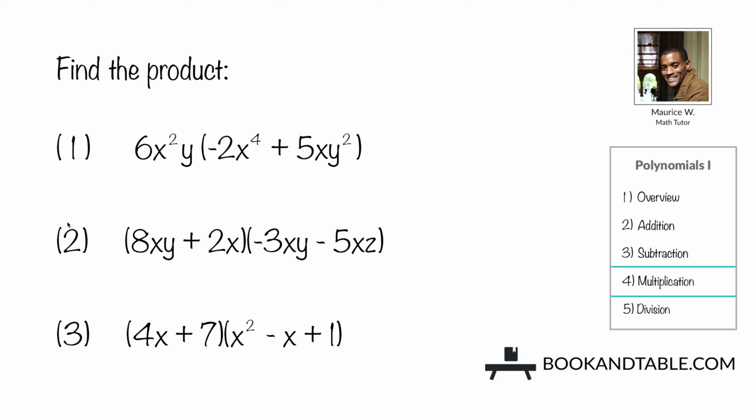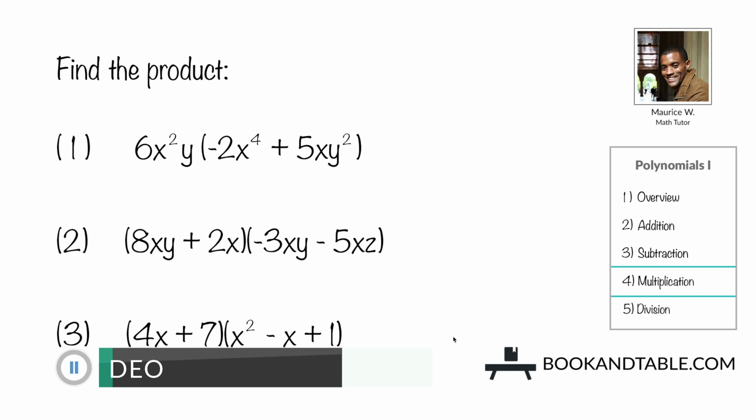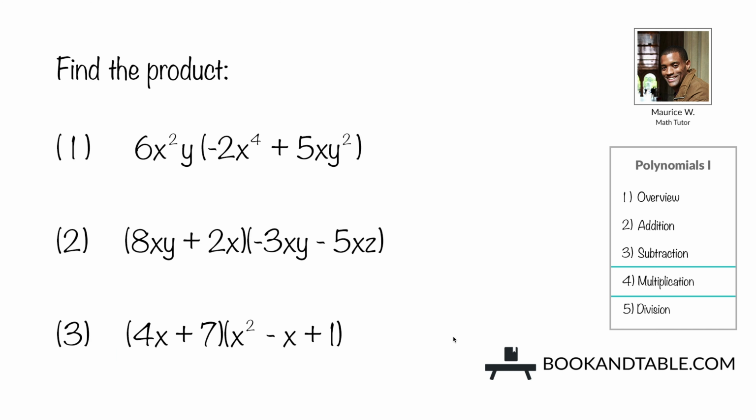Question number 2. Find the product of 8xy plus 2x times negative 3xy minus 5xz. And question number 3. Find the product of 4x plus z times x squared minus x plus 1. Pause the video, answer these questions, and then press play when you are ready to begin.